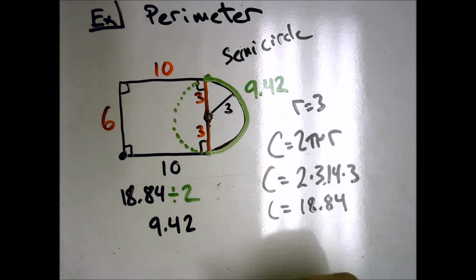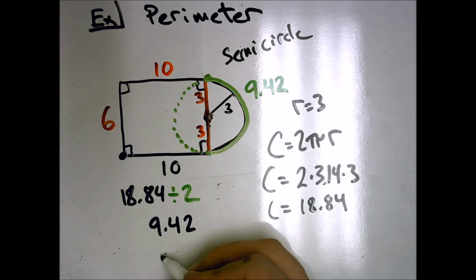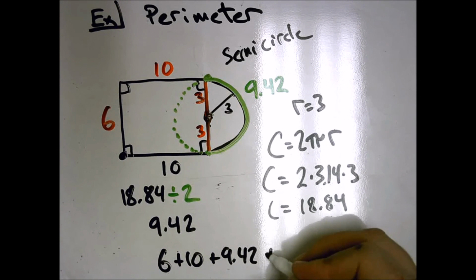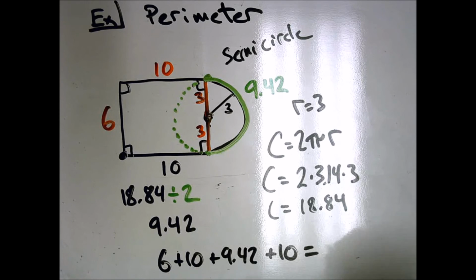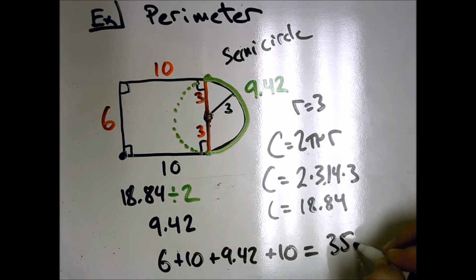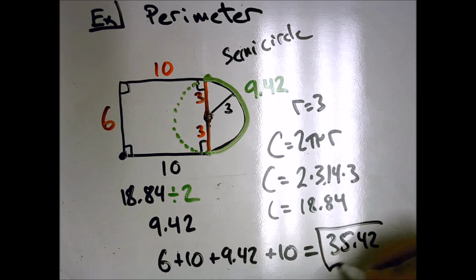Pick a corner. Start adding up. 6 plus 10 plus 9.42 plus 10. That is the whole perimeter, which is 35.42 units long.